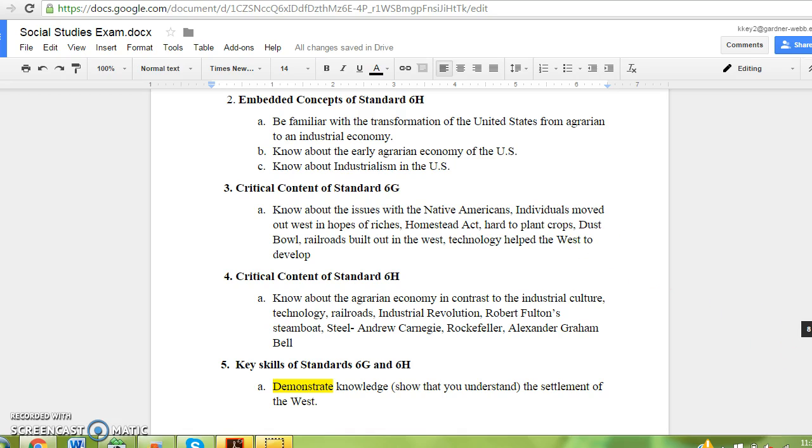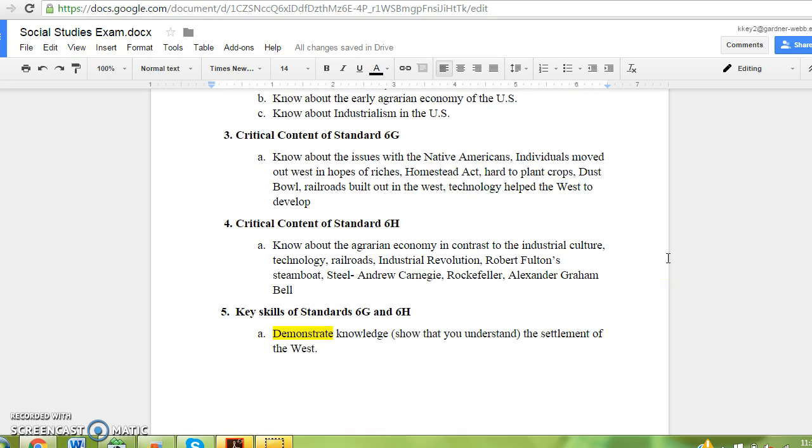And the critical content for Standard 6H: I should probably know about the agrarian economy in contrast to the industrial culture of the United States. You've got industrialism, you have technology, railroads, the Industrial Revolution, of course, which leads to Robert Fulton's steamboat. You have the steel industry with Andrew Carnegie. You have Rockefeller and Trusts and oil. And you have Alexander Graham Bell inventing the telephone. So the Industrial Revolution was certainly a big time in the United States.